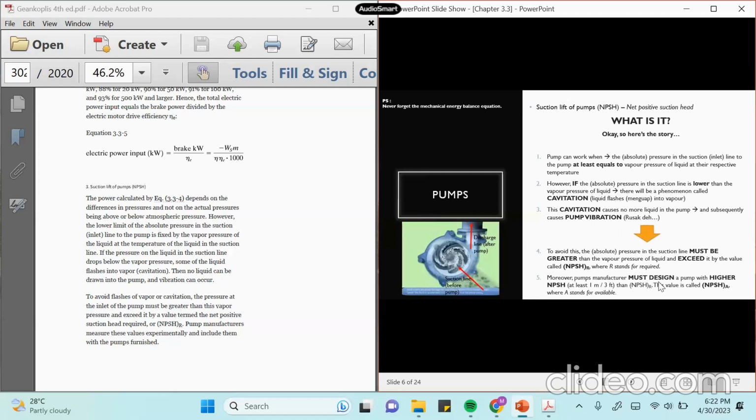So that's why the pump manufacturer or designer will have to design the higher NPSHA, by adding at least 1 meter or 3 feet. So the designer can add 1 meter plus 10, so it's 11 meter. That's the NPSHA. So that if a fluctuation occurs during the process, it will not go lower than 10 meter. It will stay above the required NPSH. Okay.